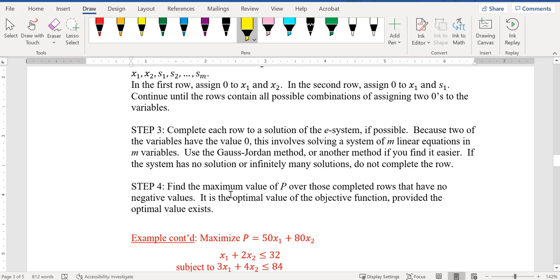Step 4, find the maximum value of P over those completed rows that have no negative values. Remember that the rows cannot have negative values. That maximum is the optimum value of the objective function, provided the optimal value exists. Okay, let's look at an example.